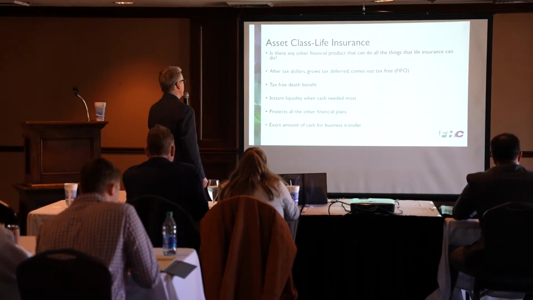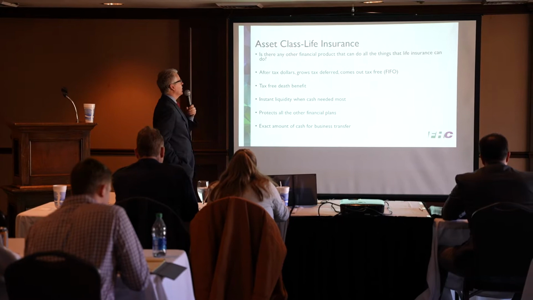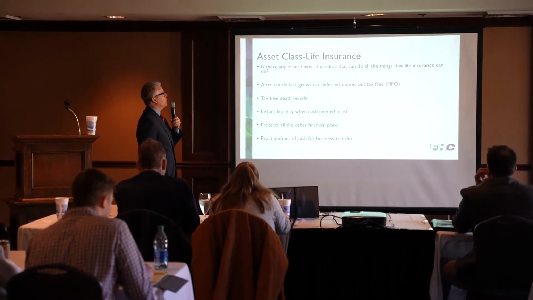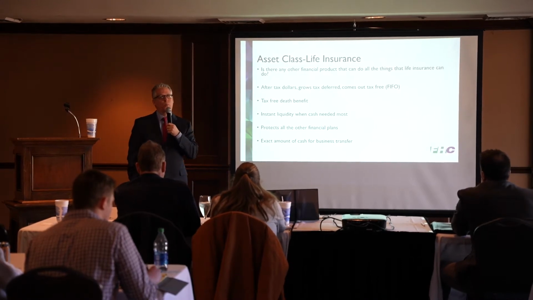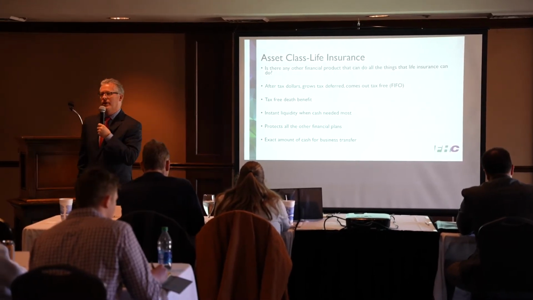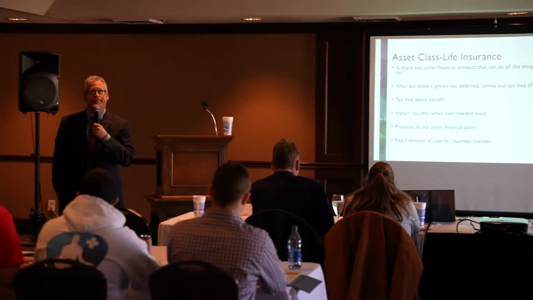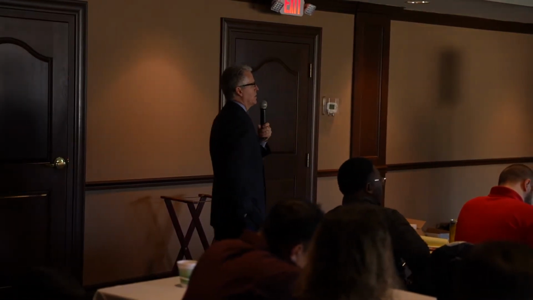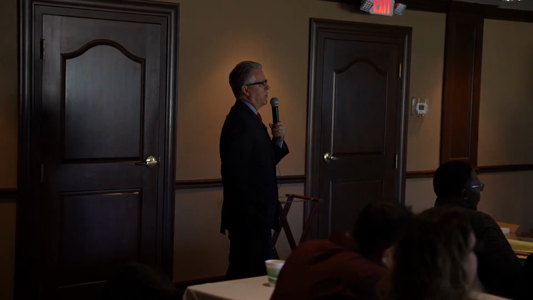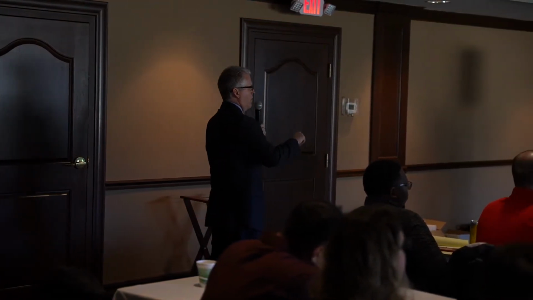So asset classes for life insurance, what do you mean by that? Well, is there any other financial product that can do all of the things life insurance can do? Can anybody think of one that does everything that life insurance does? There isn't one. It's a trick question. After-tax dollars, grows tax deferred, comes out tax-free, FIFO. That's the magic of life insurance. There's nothing else that can do it. Now, it can't do everything, but no one else can say it can do all of that.